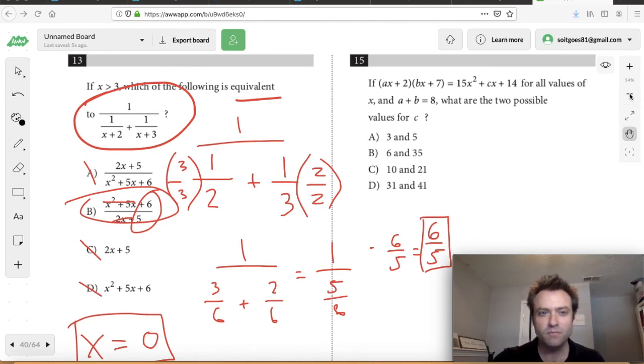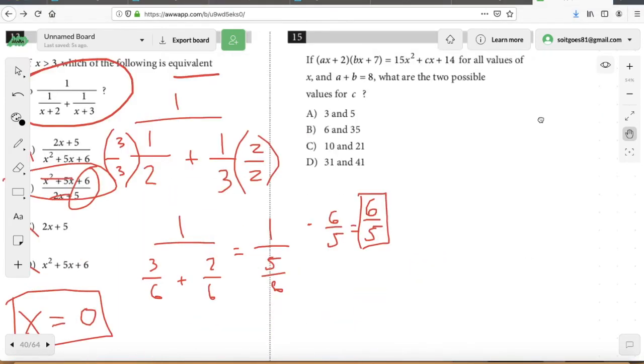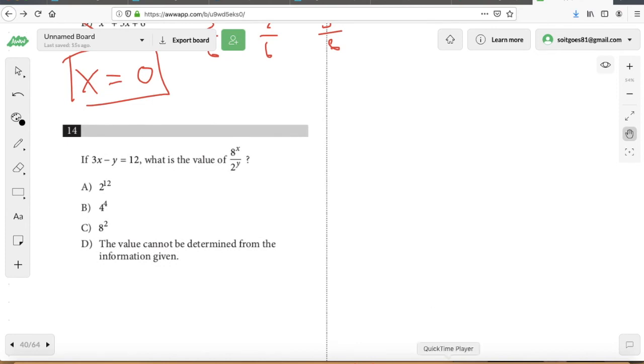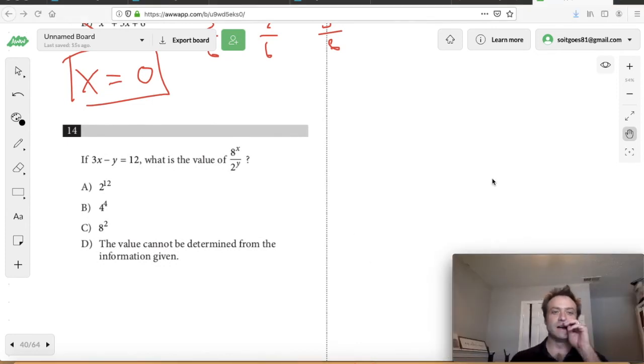All right. Question number 14, if I can find it. Where are you? Question number 14. Oh, there we go. This one's a little bit tricky. So if 3x minus y equals 12, what is the value of 8 to the power of x over 2 to the power of y? Yikes. All right, but look, we can simplify this again by plugging in values in place of the variables.